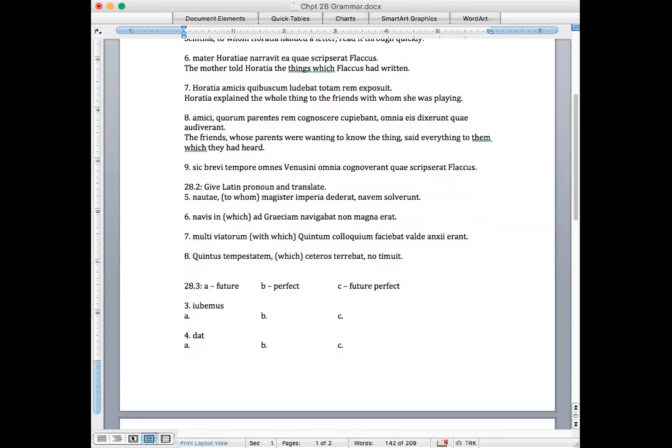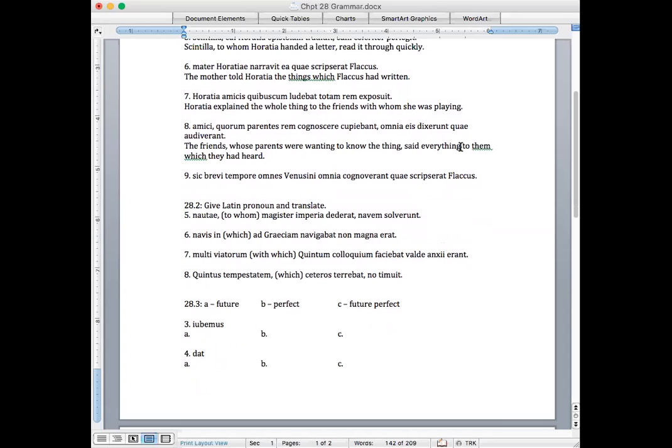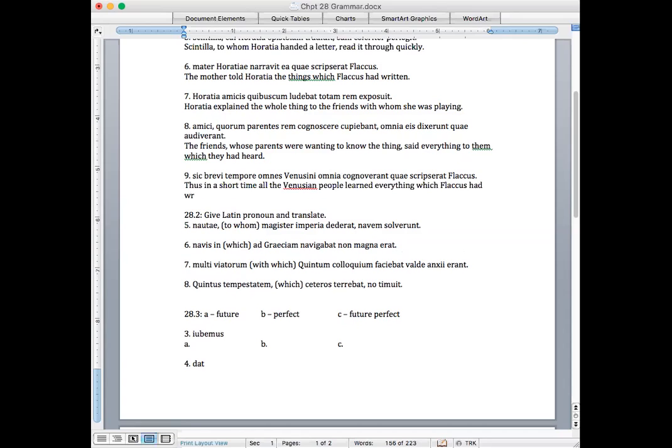And finally, number 9. Thus, in a short time, all the Venusian people learned everything which Flaccus had written.